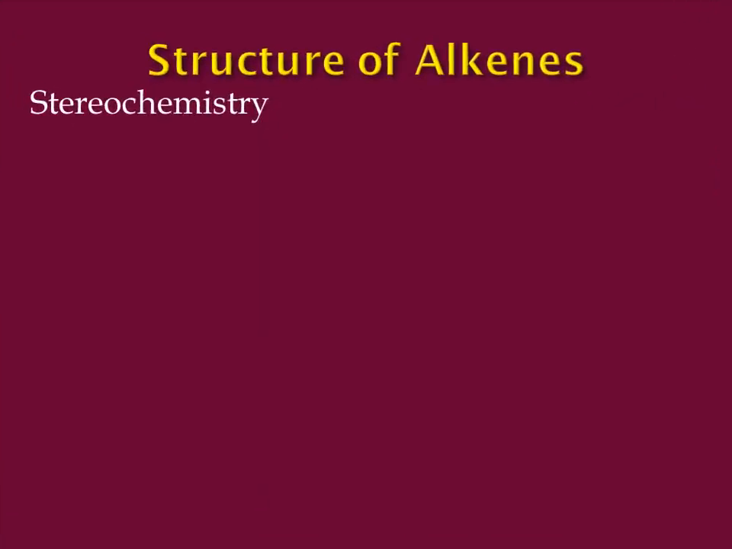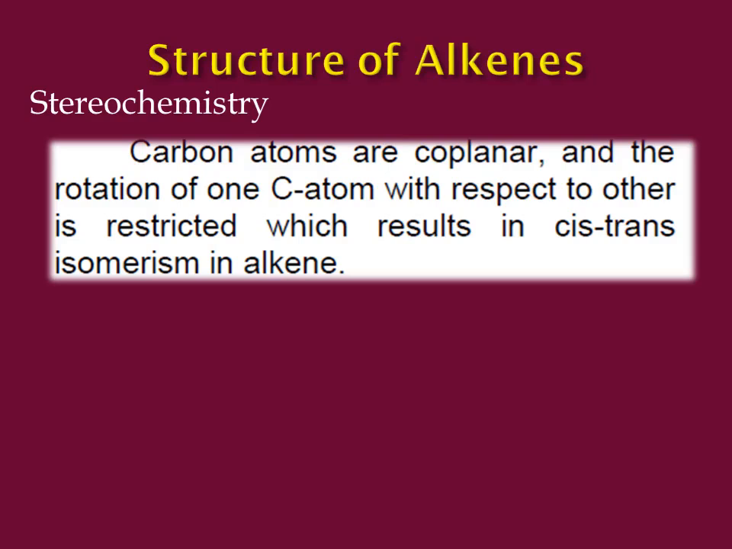Students, one of the most important structural properties of alkenes is stereochemistry. Now, what is stereochemistry? It is the orientation of atoms or groups of atoms in three-dimensional space. Now, the carbon atoms in alkene are coplanar. What do I mean by saying coplanar? That the orbitals are present in the same plane, meaning x plane, y plane or z plane. And the rotation of one carbon atom with respect to the other is restricted.